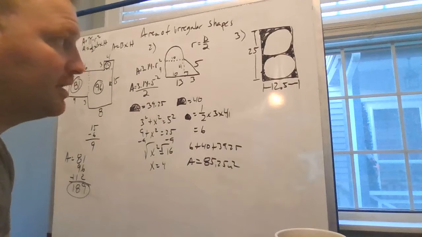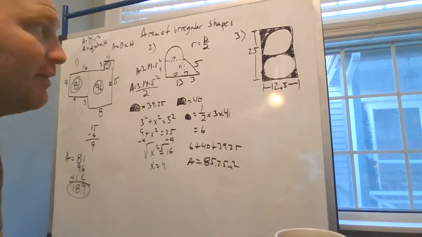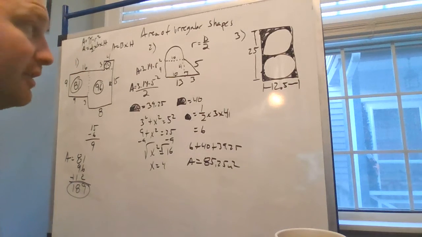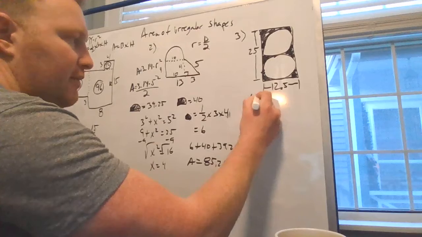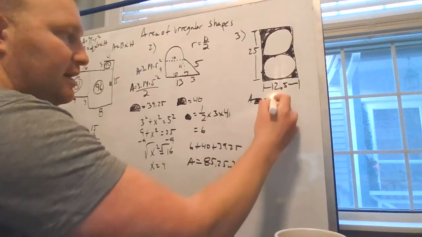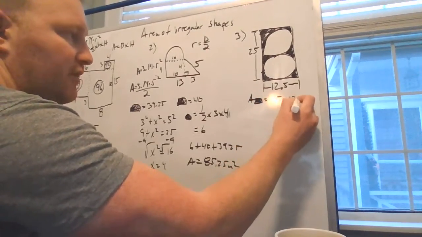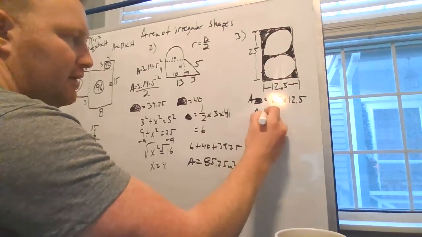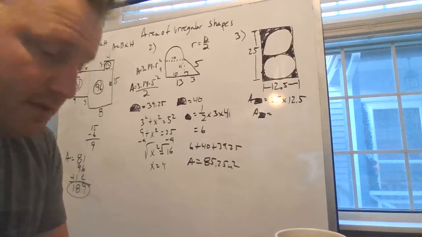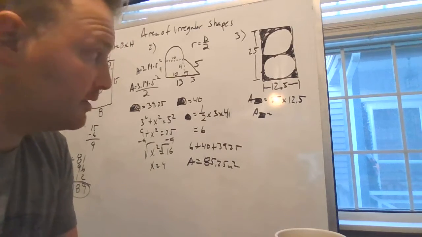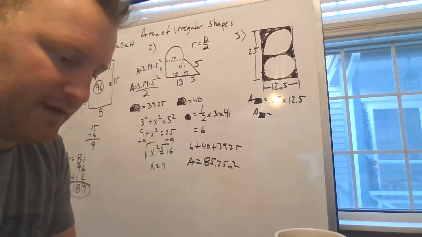Now here's the catch. I got two identical sized circles and I want to find the area of the shaded region. So first things first, I'm going to find the area of that rectangle. Okay? So the area of my rectangle, let's do my shapes. I'm going to do 25 times 12.5. And the area of my rectangle is, let's see, what is 25 times 12.5?